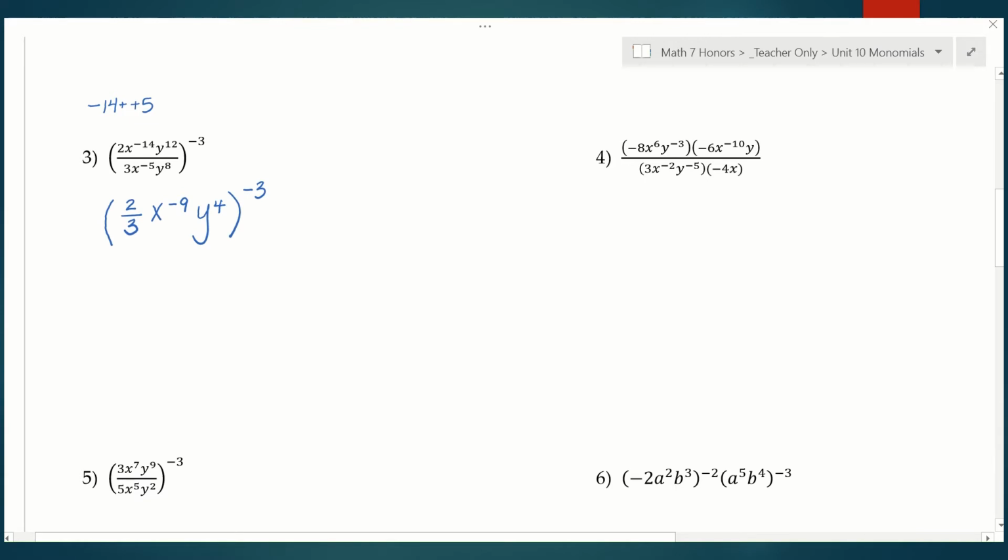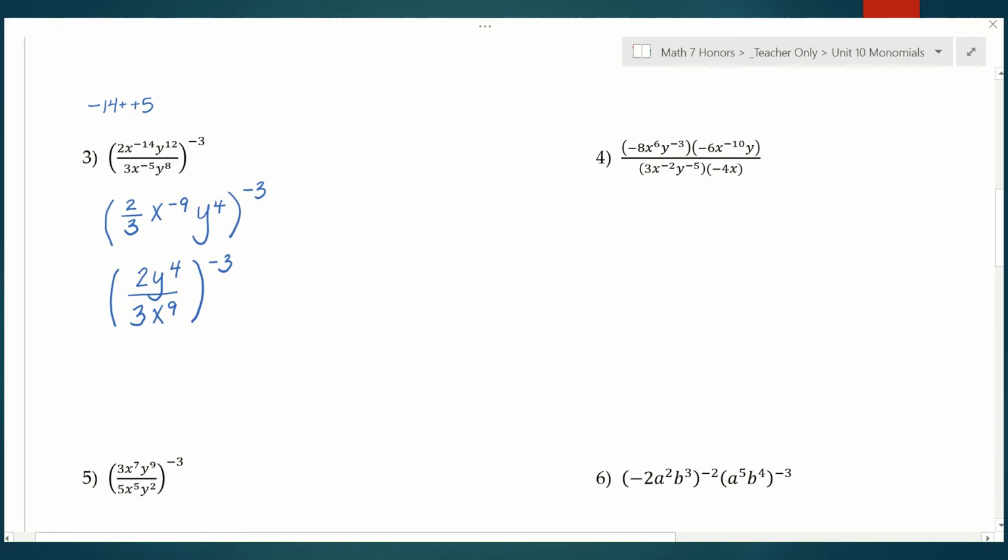What I would recommend doing from here is cleaning up the inside of your parentheses. And what I mean by that is, let's rewrite it so it's a single fraction, putting the y to the fourth on the top with the 2, and the x to the negative ninth would go to the bottom with the 3 and become positive. So I would have 2y to the fourth over 3x to the ninth, and all of that is to the negative third.